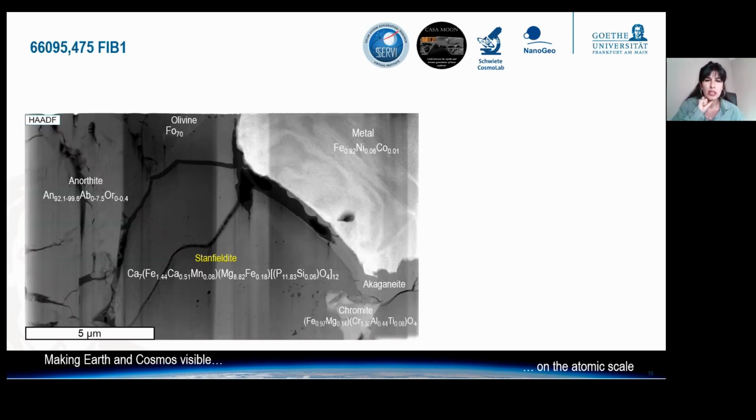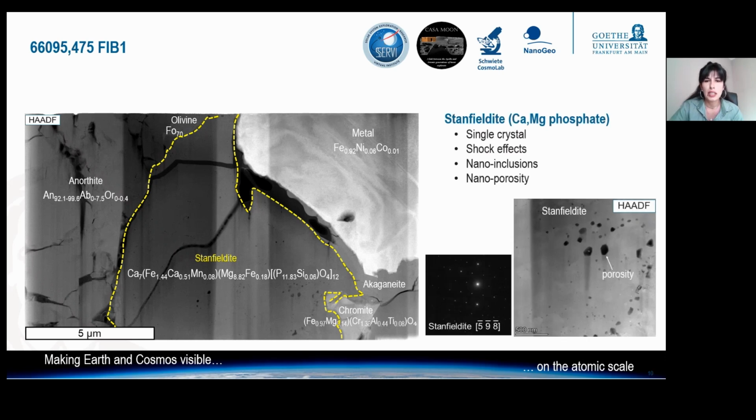That's the first FIB section. You can see the metal grain on your right, and then you can also click through this slide. Okay, that's it. It's associated with a relatively large Stanfieldite grain, which is a very rare calcium magnesium phosphate found in stony iron meteorites.